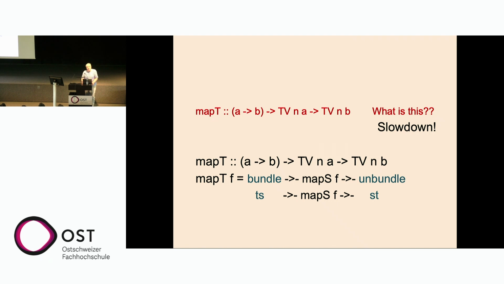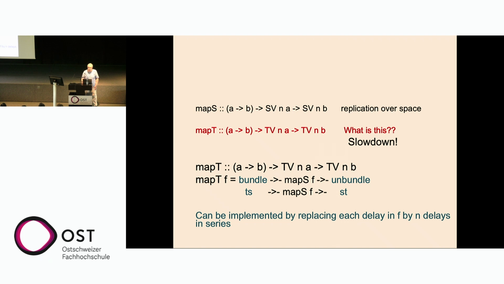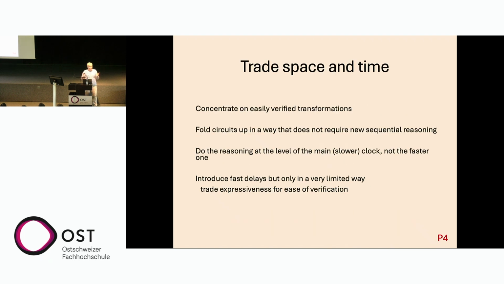And designers implement slowdown. You can implement map T of F by taking F and taking every unit delay element in it and replacing it by a sequence of n unit delays. And then you get something equivalent in behavior to map T of F. So it's a trick that is known to the people who think about systolic arrays and so on. So this is my proposal.